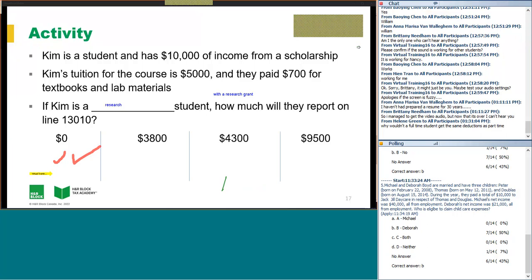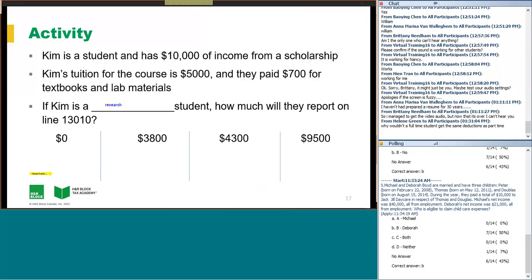And Helene, why wouldn't a full-time student get the same deductions as part-time? A full-time student gets more. Because you're in school the whole year, it's expected that you can't work. So they assume that you need the scholarship. And because you need the scholarship, they make it not taxable.